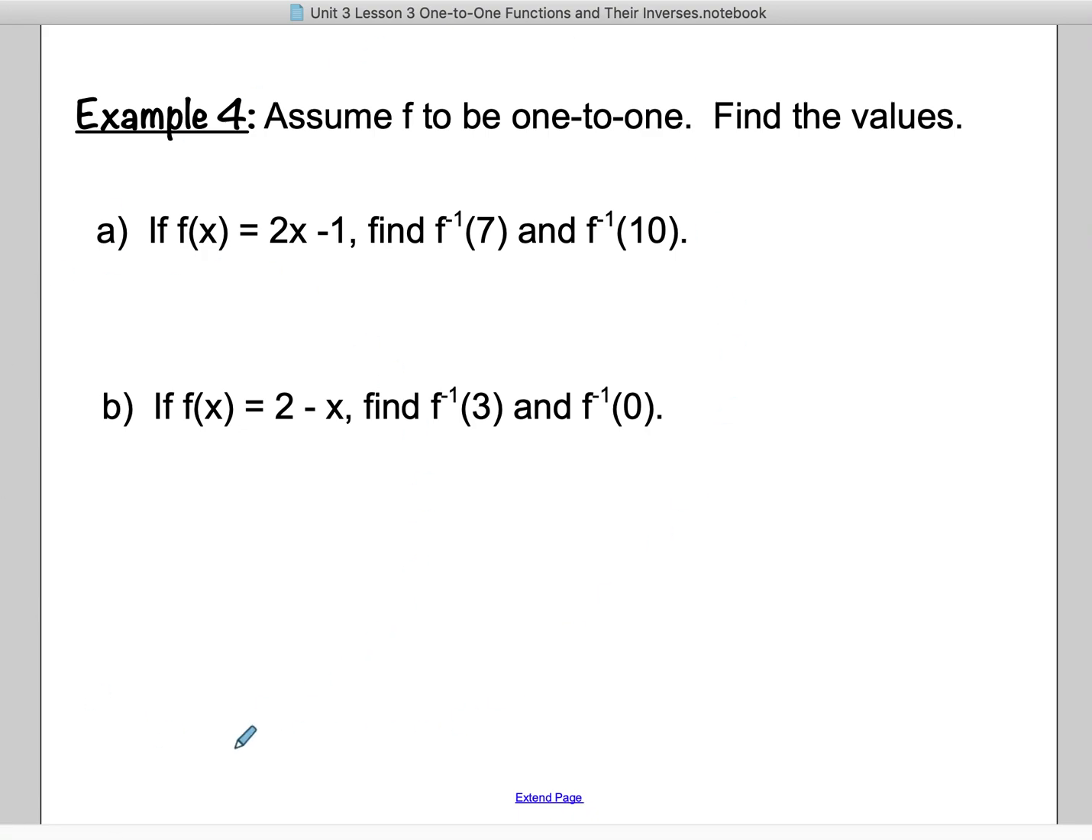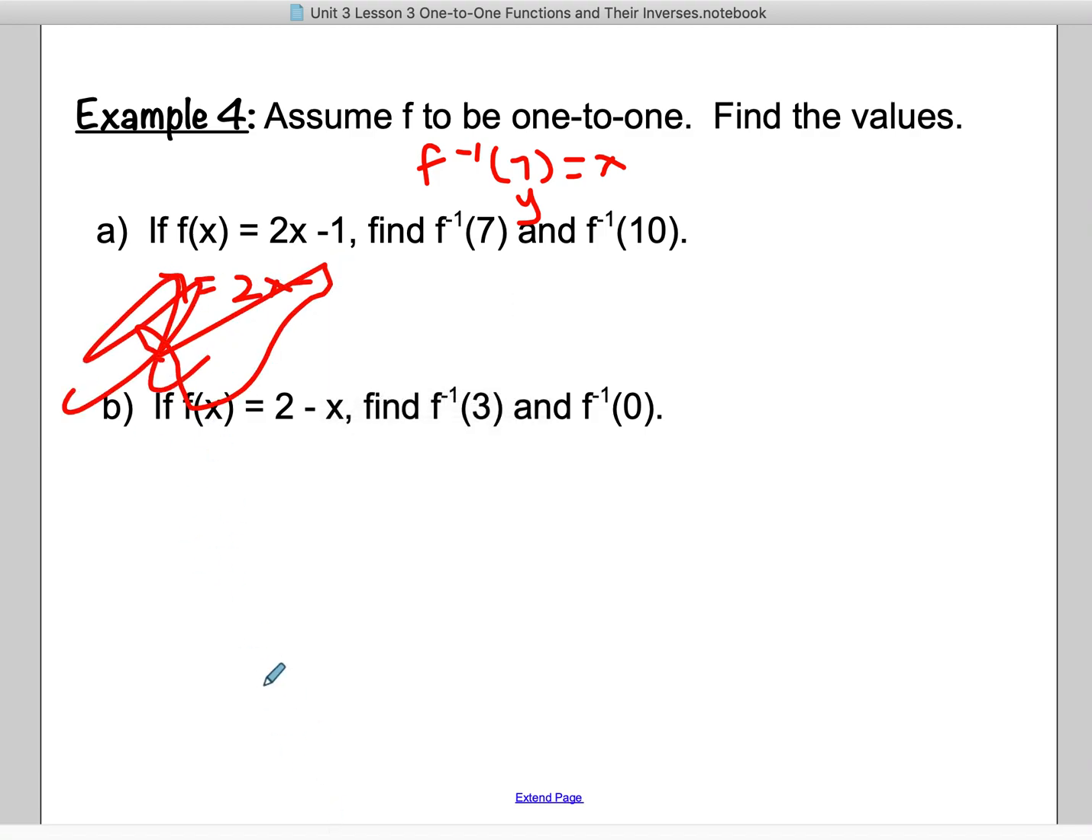Example 4 is a little bit more complicated because we're dealing with functions, but not too bad. So it's just telling what the notation is. So if I have f inverse of 7 equals x, this is really my y value. So what we're going to do is I plug in 7 for y and I solve for x. So 7 equals 2x minus 1, and then solve for x.